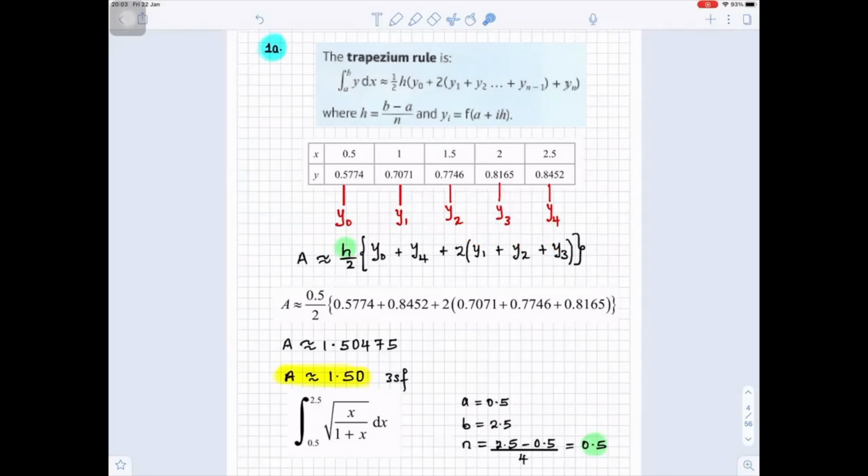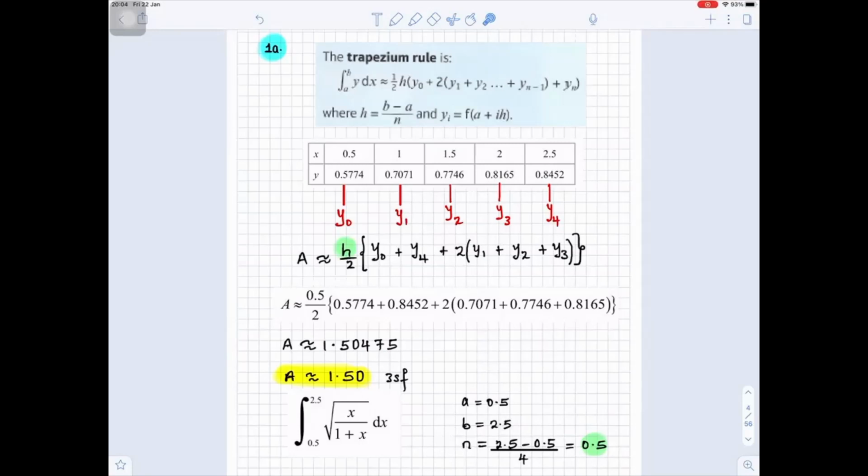And the value for h is 0.5, and you can get that from the table. 1 minus 0.5 is 0.5. 1.5 minus 1 is 0.5. 2 minus 1.5 is 0.5. Or another way to get h is to look at the bottom there: a is 0.5, b is 2.5, and h is given by this formula. So 2.5 minus 0.5 over 4, which gives you 0.5.